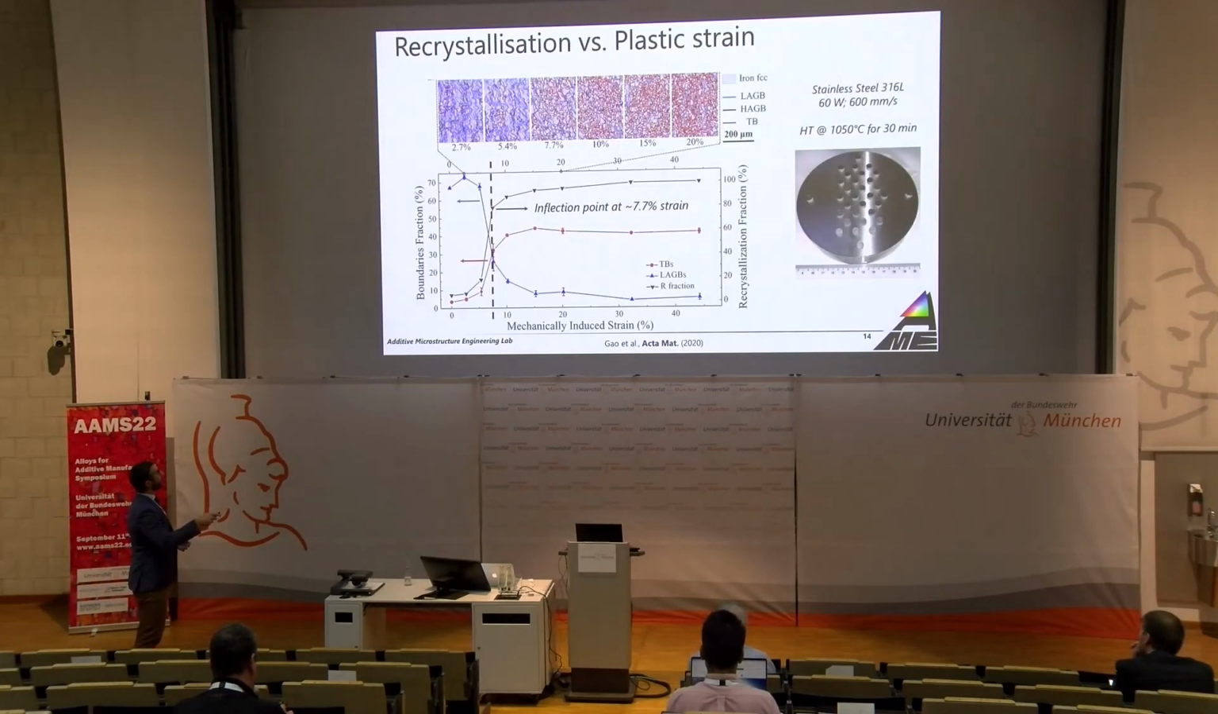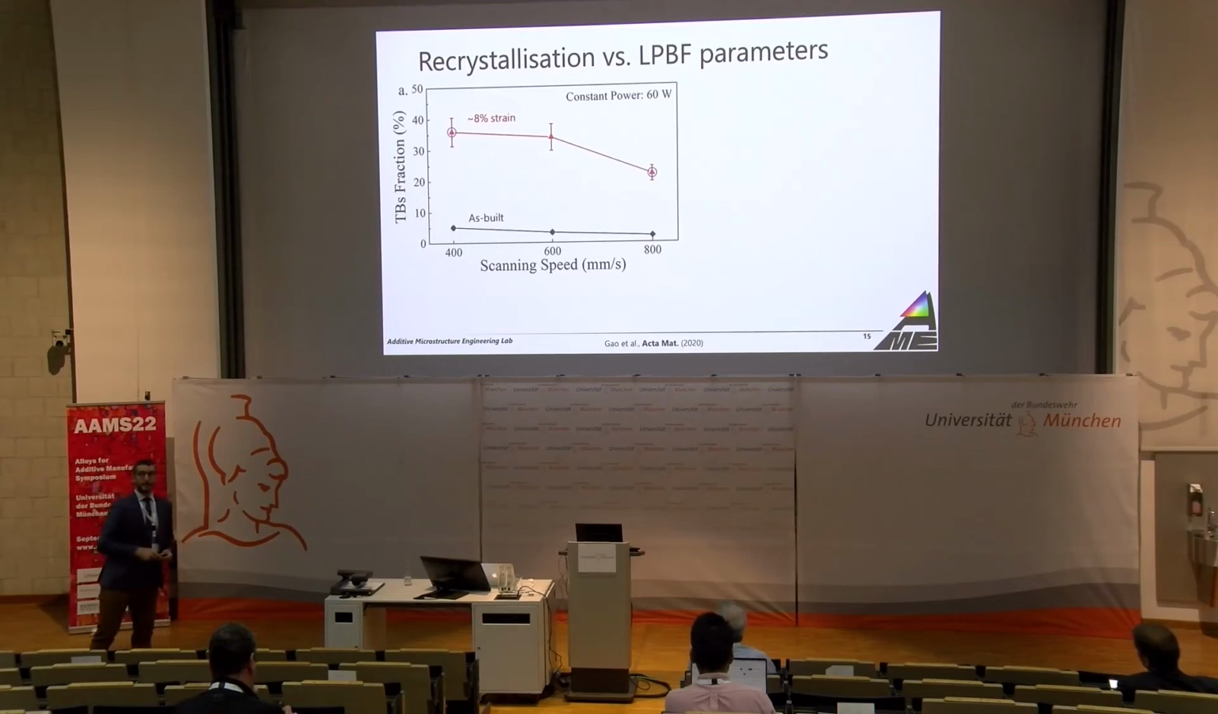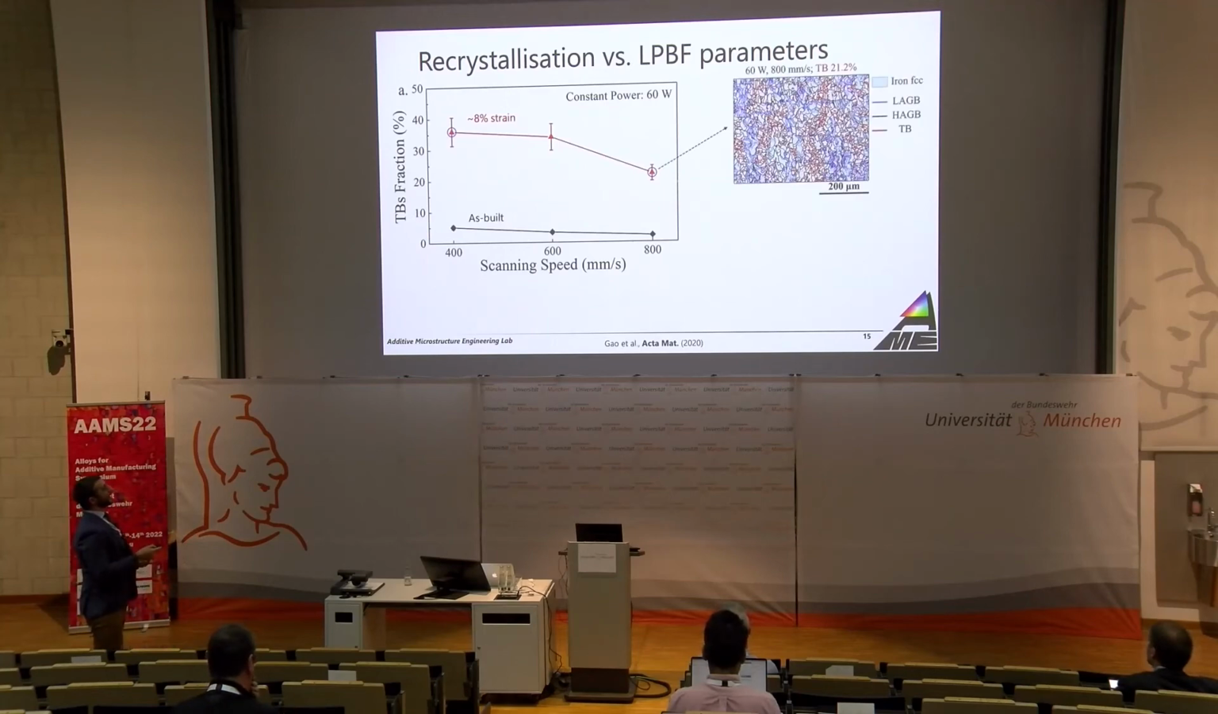All these results were at 600 mm per second, which is the data point you see here. He also added 800 and 400 mm per second. Then he introduced the mechanical kick in all of them, and then studied the recrystallization behavior. Surprisingly, what he found was that if we go fast, we actually have less recrystallization than before.